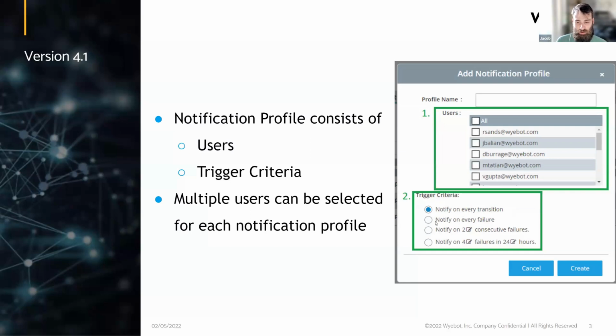Now, of course, you can also get notified every single time a test fails. Depending on the type of test, you may or may not want that level of alerting to be set up. So you have some other options. These are a little bit more interesting. You can set a number of consecutive failures or a number of failures within a time range.